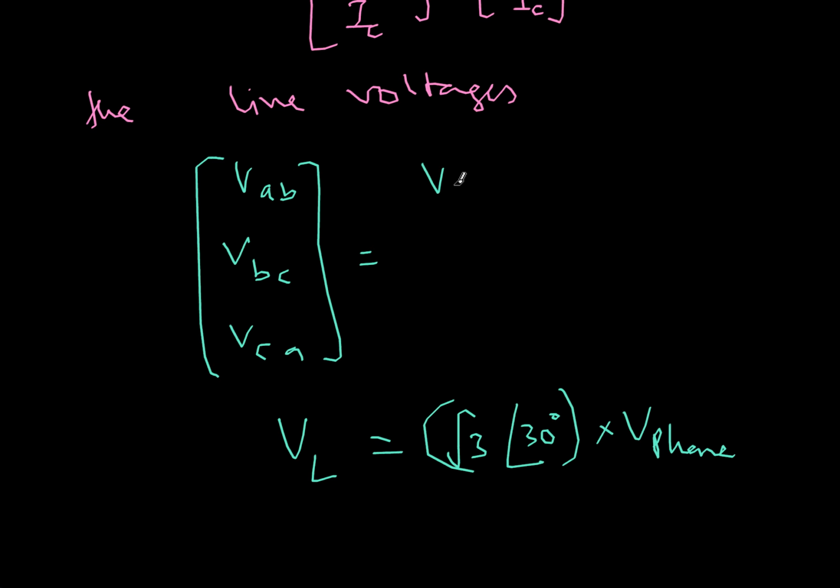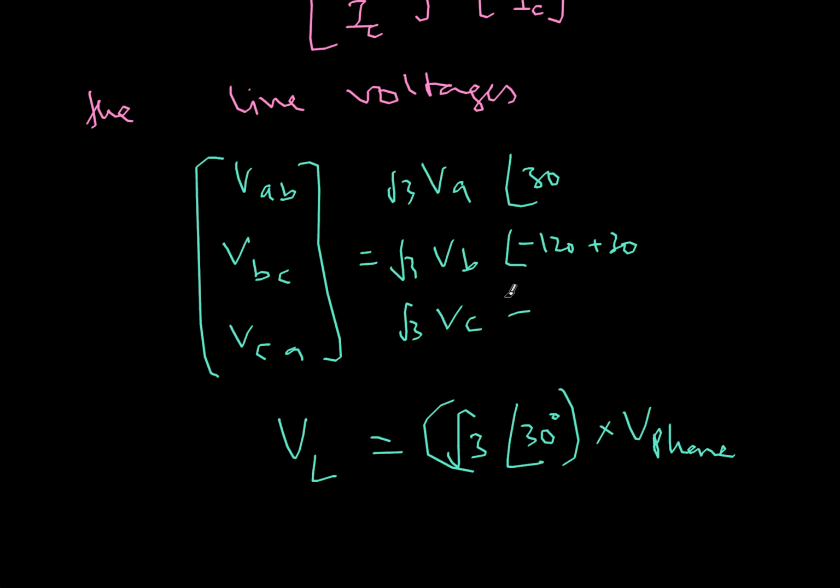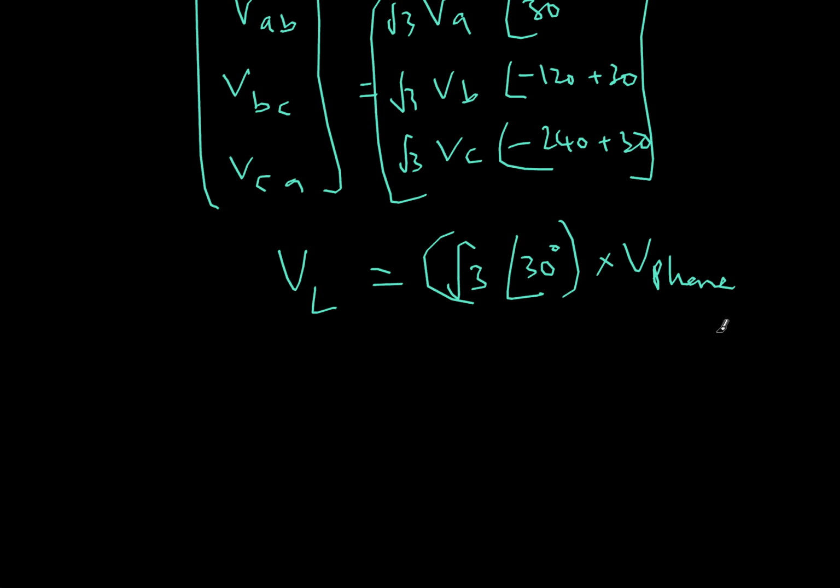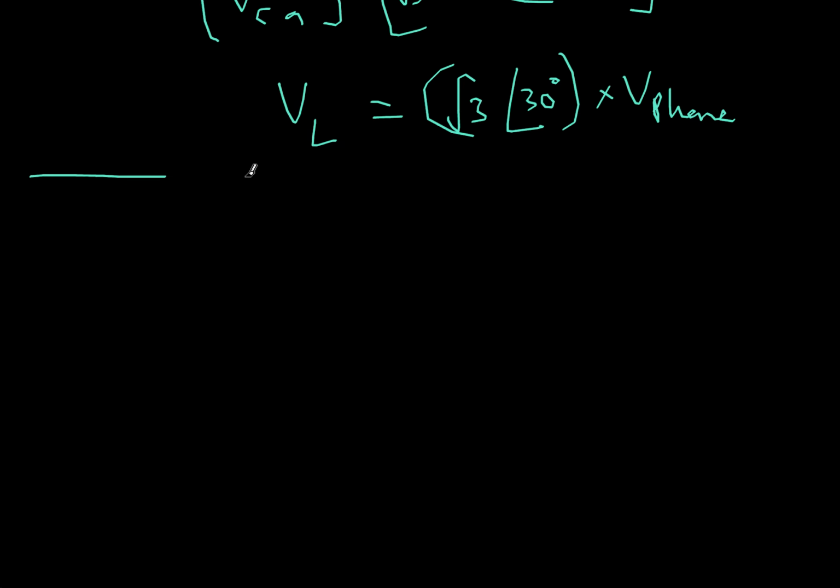So this is nothing but VA, VB, VC. So into root 3, into root 3, into root 3, and the angle will be 30, whatever is the earlier angle. So minus 120 plus 30, minus 240 plus 30. So something like this. So let me just quickly show you on MATLAB also how this happens.